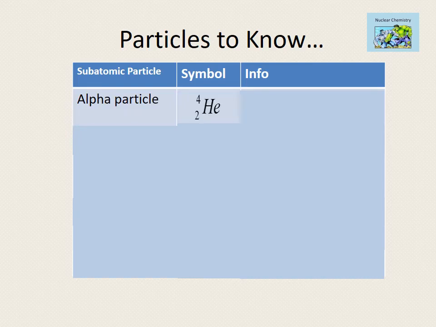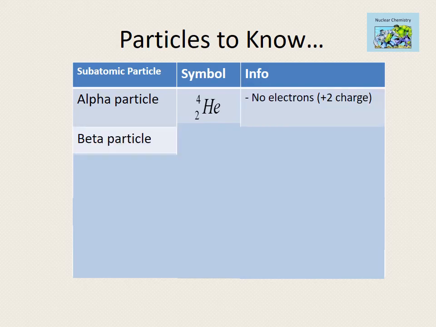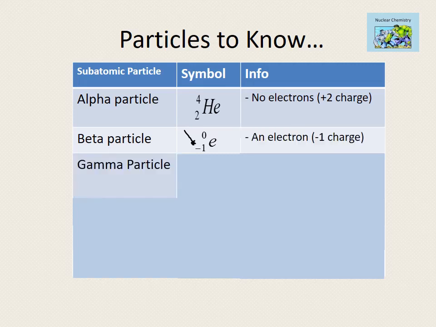We've got the alpha particle. It looks like a helium atom, except it has no electrons, so it's got a +2 charge. A beta particle is actually just an electron, so it's got a -1 on the bottom here. So let's be careful of this as we proceed. A gamma particle, now this one is just all energy. It's got no mass or charge.